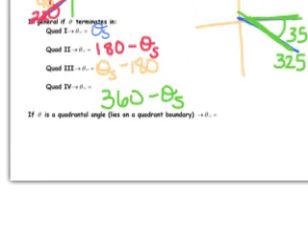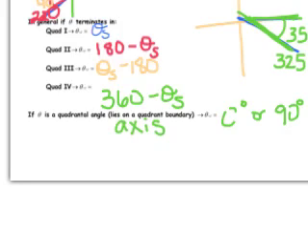This last part says if theta is a quadrantal angle, which means it lies on the quadrant boundary, or you could think of that as the axis, then theta ref is equal to 0 degrees or 90 degrees. All right, let's go on.